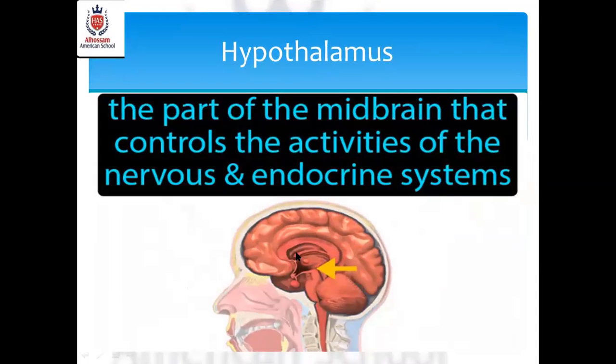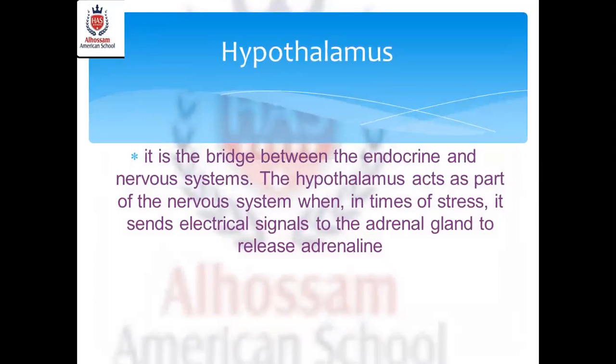And we also have an important part in the brain called the hypothalamus. It's a part in the midbrain that controls the activity of both the nervous and endocrine systems. And that's why it's very important. Okay? It's like a bridge between the endocrine and nervous systems. Sometimes it acts as part of the nervous system. When it's time for stress, it sends electrical signals to the endocrine glands, to the adrenal glands, and pushes them to release adrenaline. So we have to know also that we have a hypothalamus, which is considered the master that regulates your body.